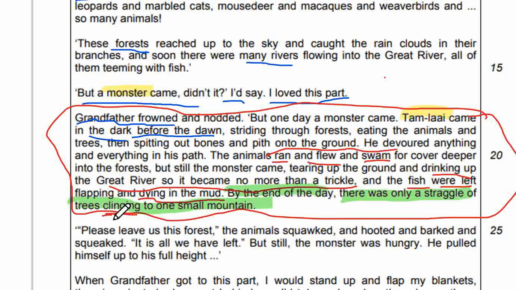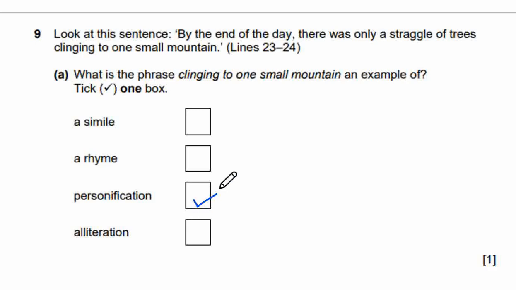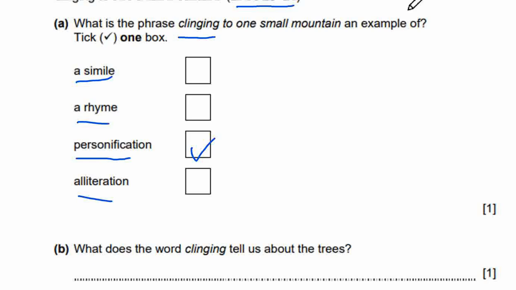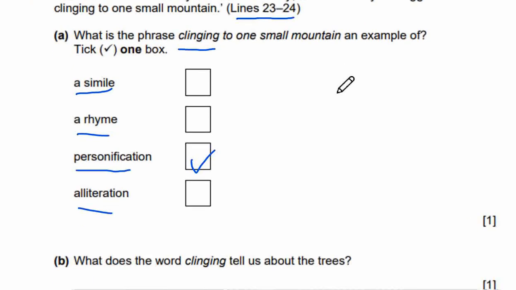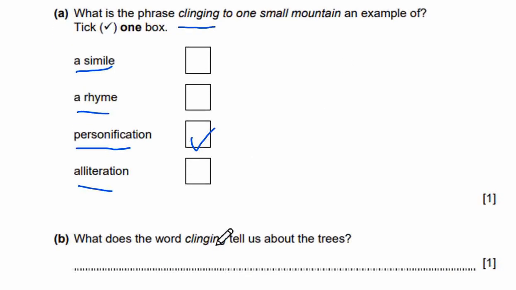That is the meaning of the word clinging in this. So the tree is considered as a person. So this is personification. So we tick this one, personification. Next, let's move to question 10. There is still 9B. What does the word clinging tell us about the tree?